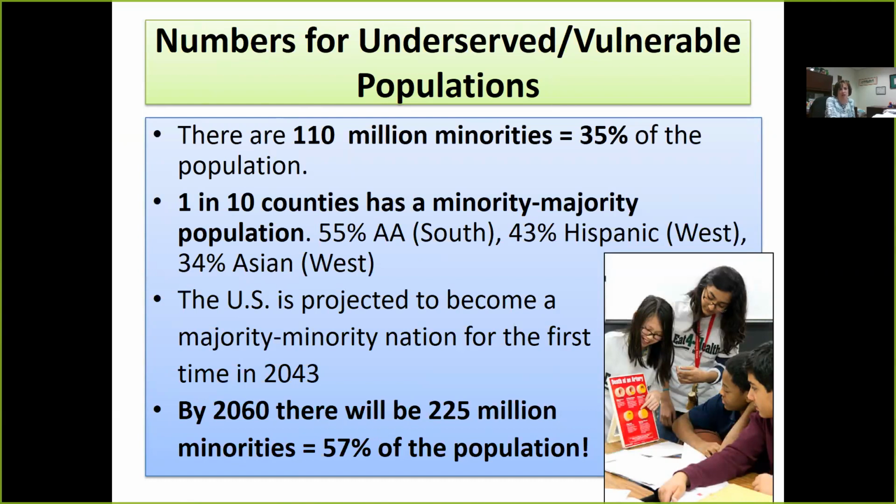The U.S. is projected to become a majority-minority nation for the first time in 2043. What I've heard is they say by 2050, the last name Gonzalez will overtake Smith as the most common last name in the United States. And by 2060, there will be about 225 million minorities, which equals about 57% of the population. So essentially, by 2060, what we consider minorities now will be the majority.